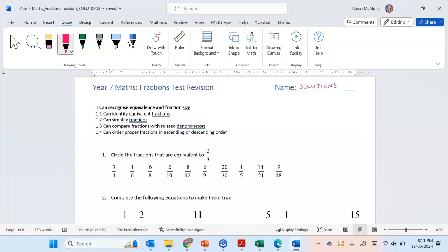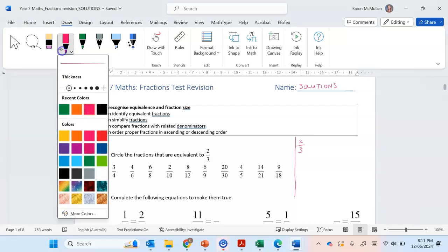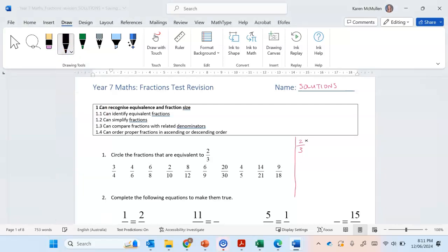All right, so question number 1, circle the fractions that are equivalent to 2/3. Before we look at what's equivalent to 2/3, let's just have a look at equivalent fractions. With the 2/3, I can multiply my numerator and my denominator by any number other than 1. If I multiplied it by 1, I'm going to have the same fraction. So any number greater than 1. If I multiplied it by 2, that's going to give me 4/6, which is the same fraction.